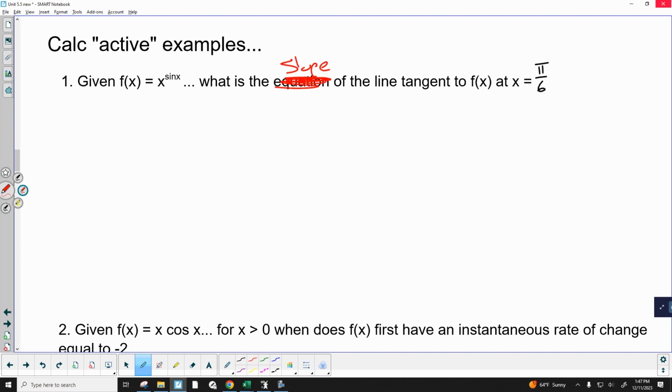Find the slope of the tangent at x equals pi over 6. The issue with this question is I have no idea what the derivative is. Literally, I don't know what the derivative is.